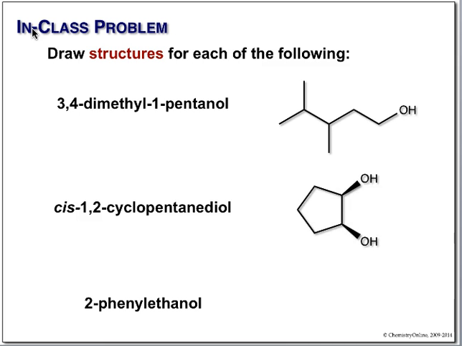How would you make this compound? You would take cyclopentene and react it with potassium permanganate. Remember, that gives you a cis 1,2-diol.